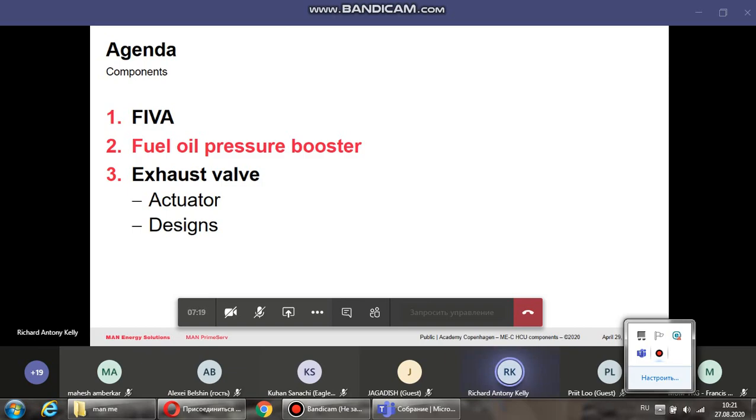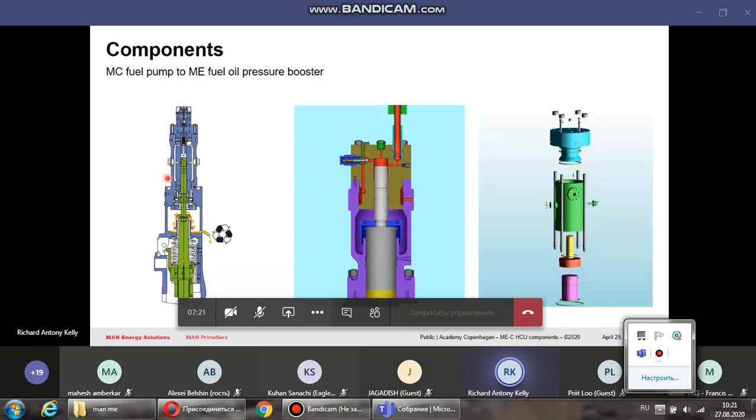So now we're going to have a look at the fuel oil booster. Here we can see we have the MC fuel pump. Here we can see we have the ME fuel oil booster. So a lot of moving parts, quite intricate and sometimes susceptible for sticking and giving us an inadvertent injection. Here we have very few moving parts. We have the hydraulic piston, we have the top cover, we have the fuel plunger and umbrella seal, we have the suction valve. That is it.